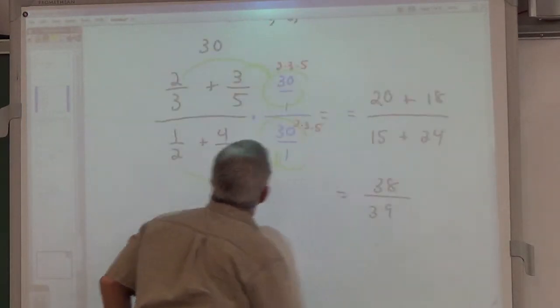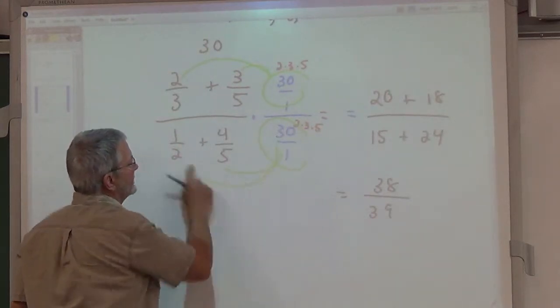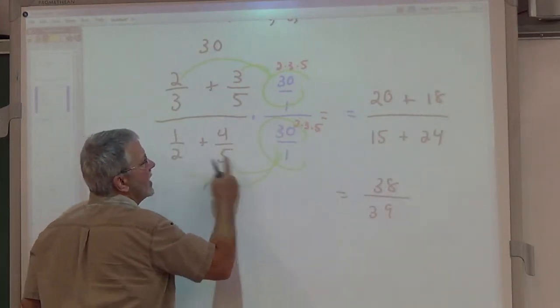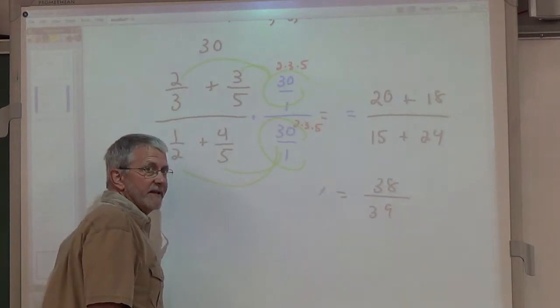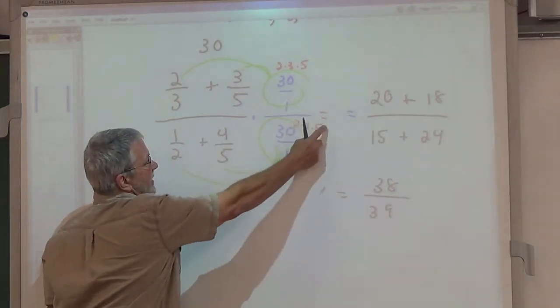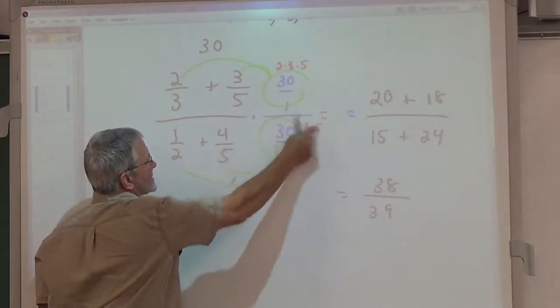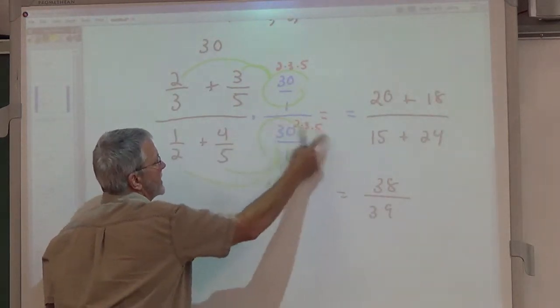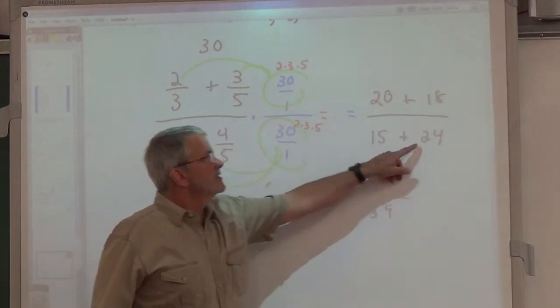Thing on the bottom right there. I have 2 times 3 times 5 times 1/2. The 2's cancel. I simply have 3 times 5, which is 15. 2 times 3 times 5 times 4 over 5. These 5's cancel. And then 4 times 2 times 3 is 24.